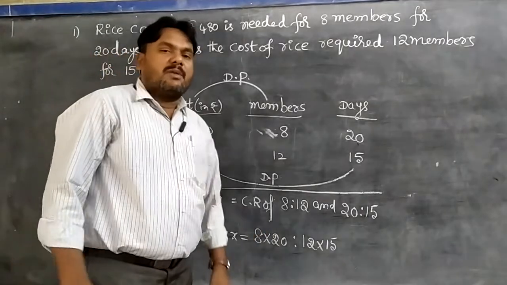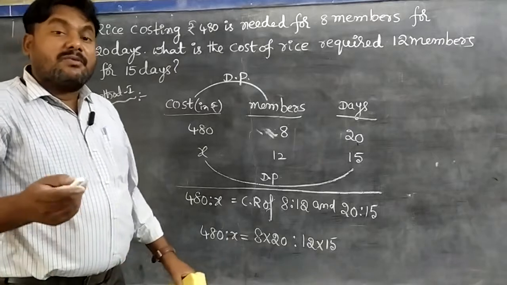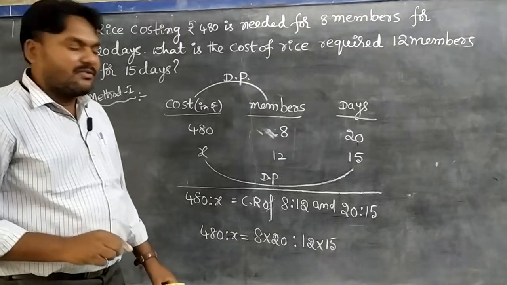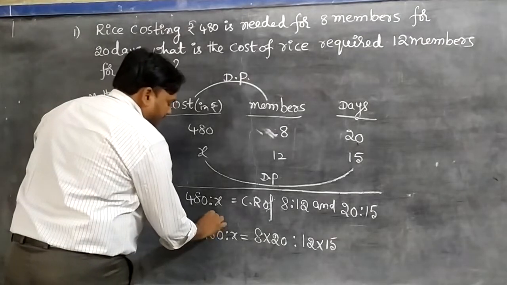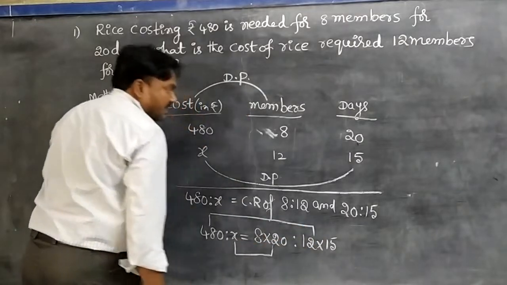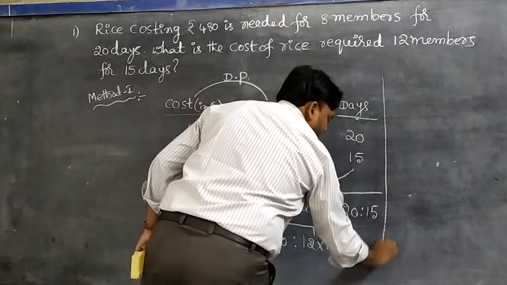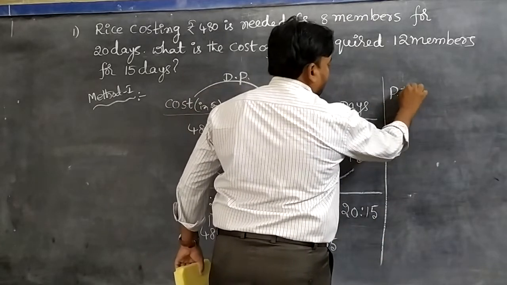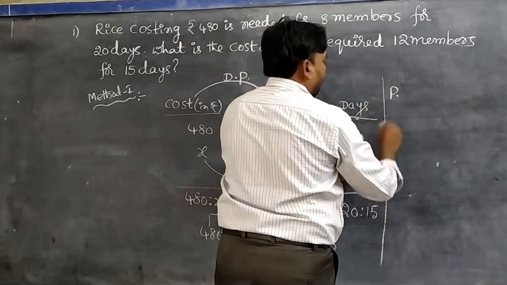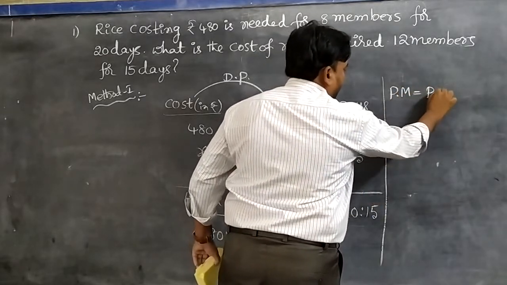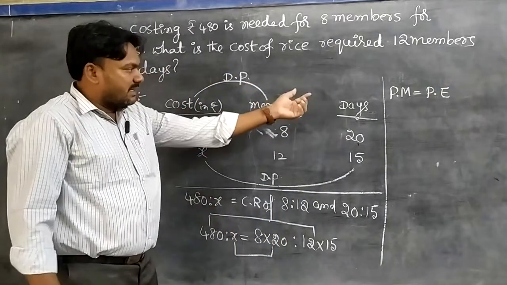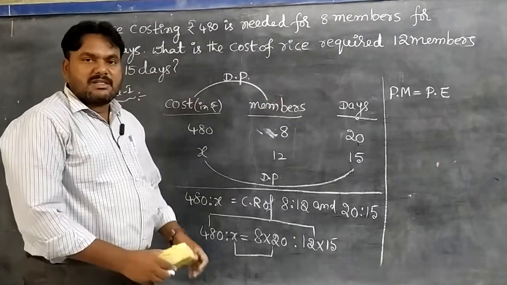If the ratios are equal, apply the formula, that is product of extremes equal to product of means. Extremes means the first and last terms, and means are the middle terms. Students, observe, product of extremes equal to product of means, or the conversion, no problem, product of means equal to product of extremes. Why do I take the means here? The x value is in the middle position. That's why I take product of means equal to product of extremes.